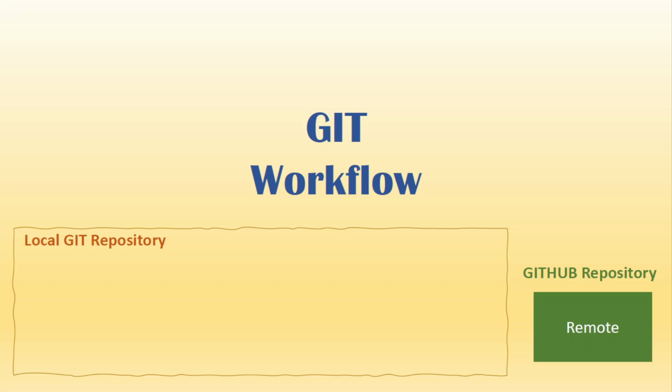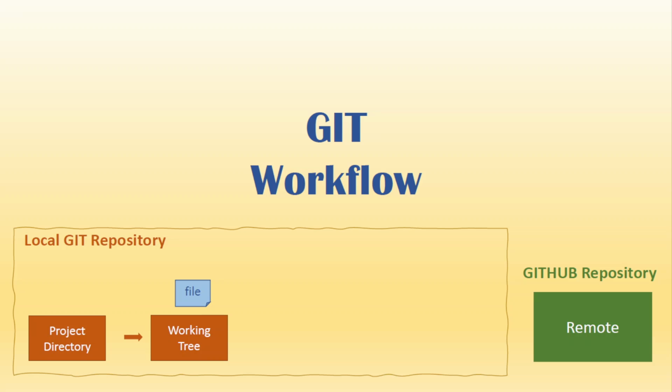Here I am sharing the typical Git workflow. On the right hand side, we have the GitHub repository, which is called the remote repository, whereas the local Git repository is on your local machine. And these are the different stages that you have. You have a project directory where you're storing your files.